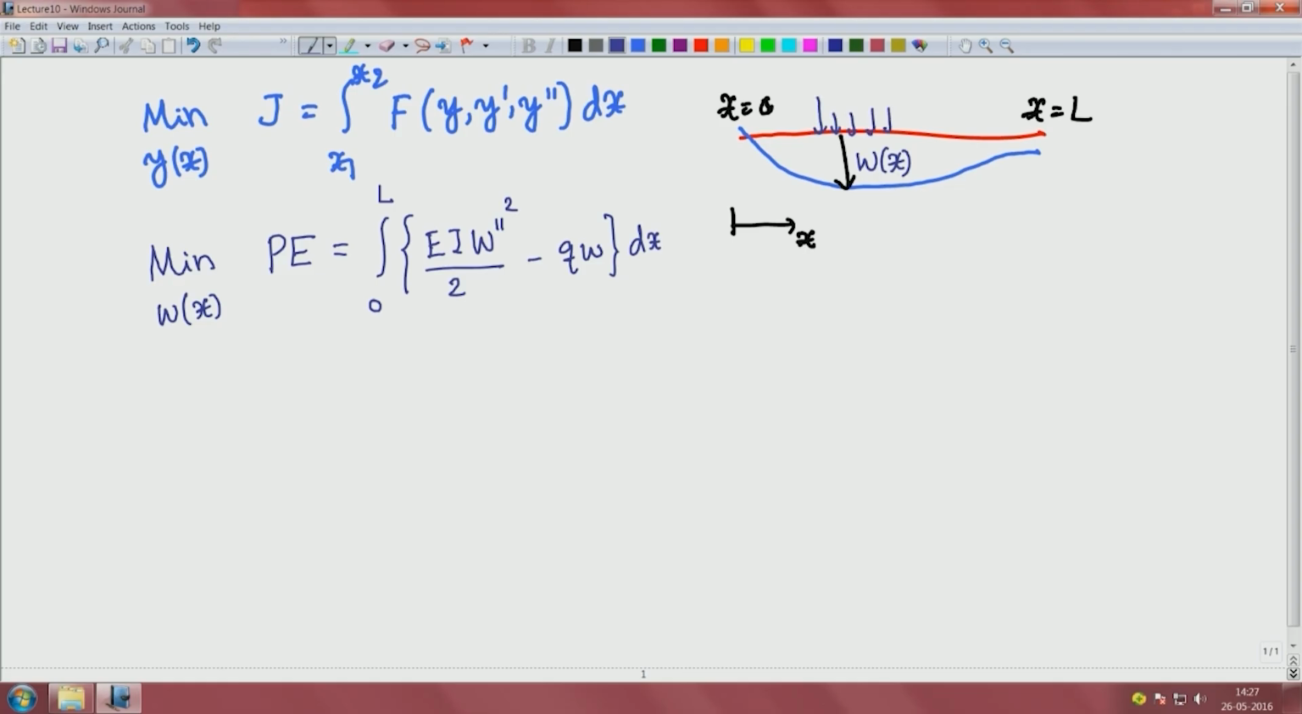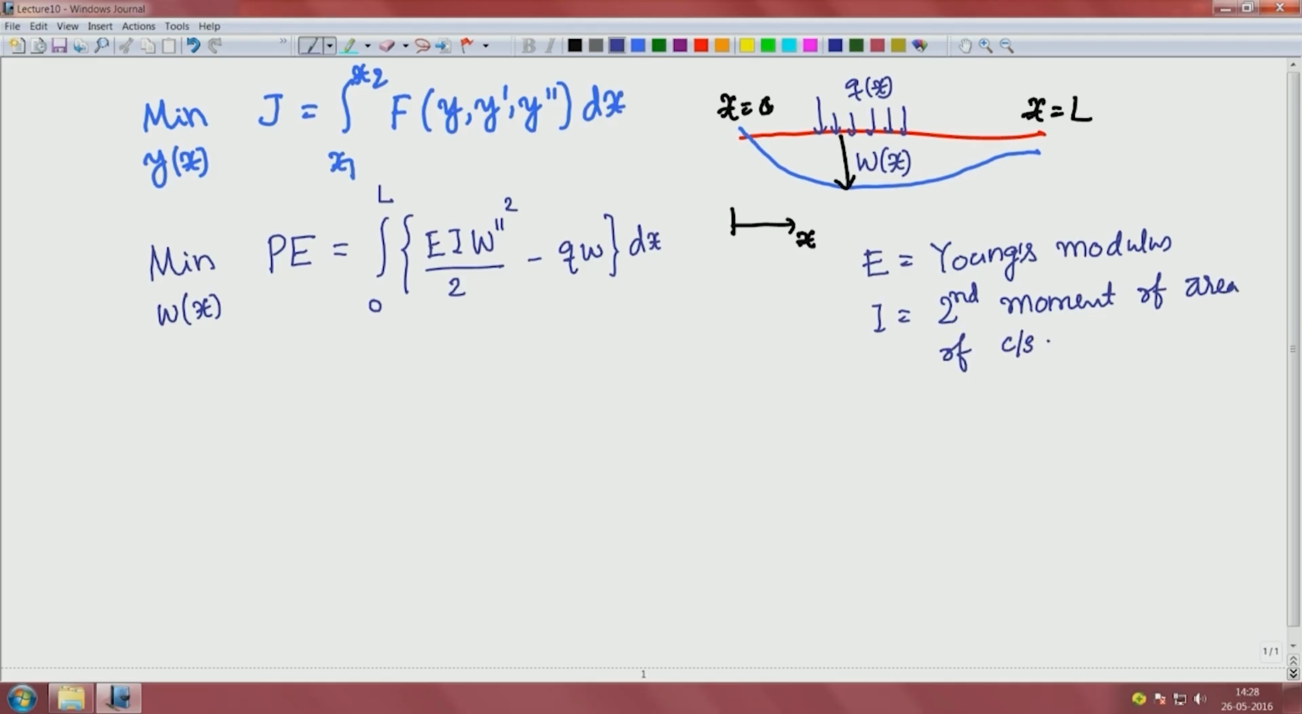Some force like this acts on the beam, which is a function of x, q of x, and E is Young's modulus of the material of the beam. I is the second moment of area of the cross section of the beam. We will discuss later where this comes about. First let us take this problem and try to minimize it.